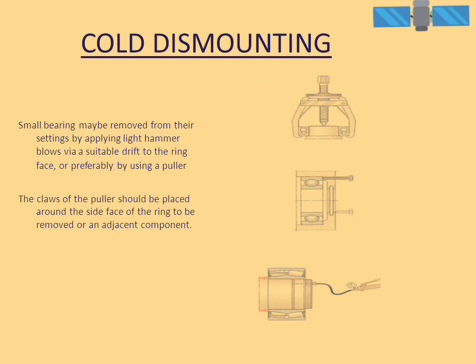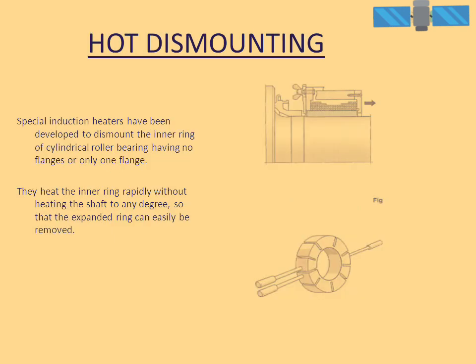Cold dismounting. Small bearings may be removed from their settings by applying light hammer blows via a suitable drift to the ring face, or preferably by using a puller. The claws of the puller should be placed around the side face of the ring to be removed or an adjacent component. Hot dismounting. Special induction heaters have been developed to dismount the inner ring of cylindrical roller bearings having no flanges or only one flange. They heat the inner ring rapidly without heating the shaft to any degree, so that the expanded ring can easily be removed.